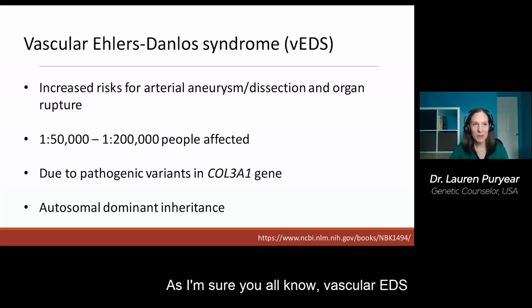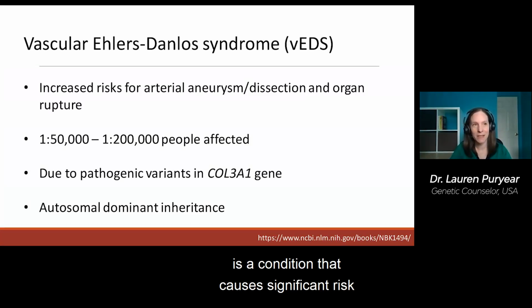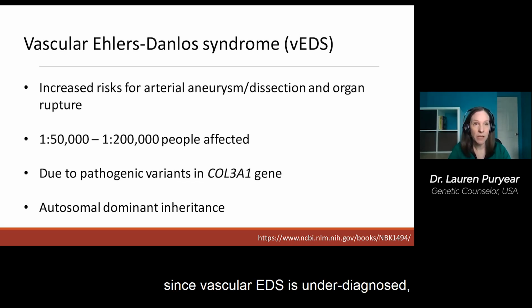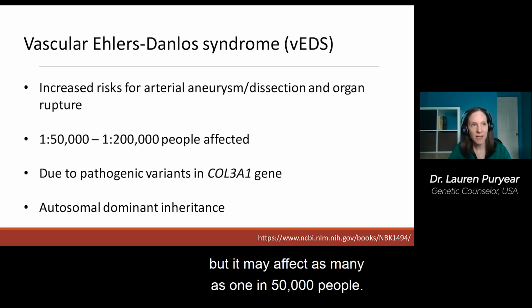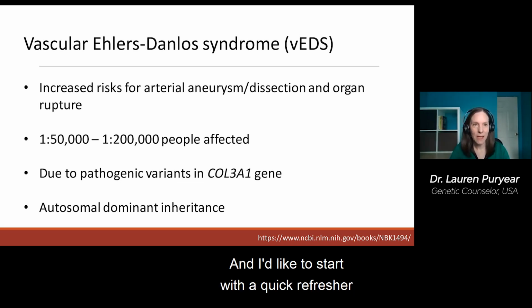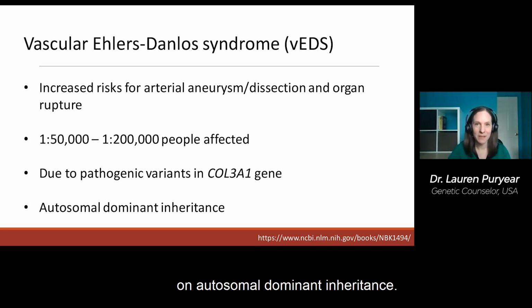As I'm sure you all know, vascular EDS is a condition that causes significant risk for vascular complications and hollow organ rupture. It's hard to get an accurate estimate of prevalence since vascular EDS is underdiagnosed, but it may affect as many as 1 in 50,000 people. It's caused by pathogenic variants in the COL3A1 gene. And I'd like to start with a quick refresher on autosomal dominant inheritance.